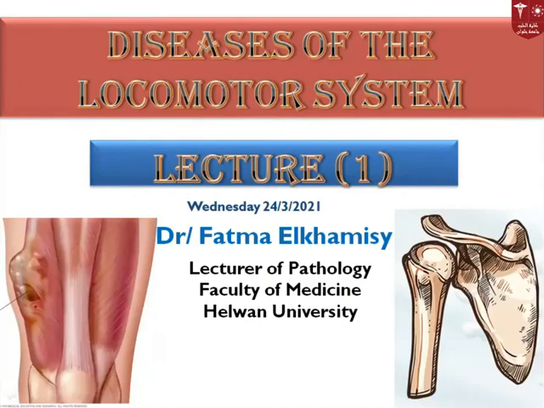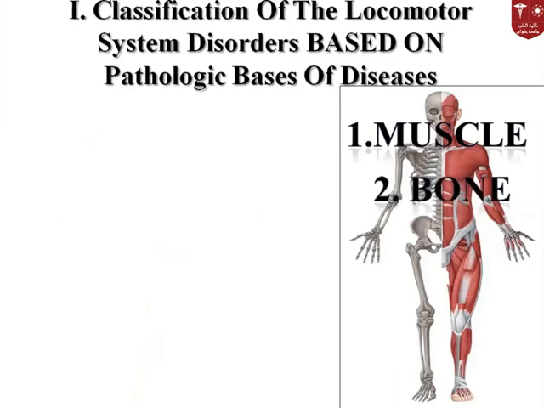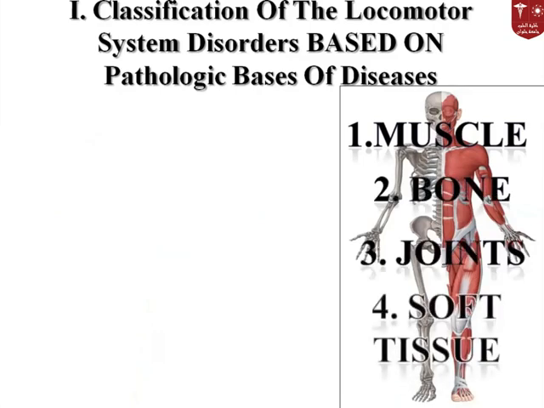In other words, the pathology of the locomotor system. First of all, I would like to discuss with you what the main components of the locomotor system are. First is the muscle, second is the bone, third the joints, and fourth is the soft tissue. It's a mesenchymal tissue that supports muscle, bone, and joints, like fatty tissue, vascular tissue, neuronal tissue, nervous tissue, fibrous tissue, and so on.